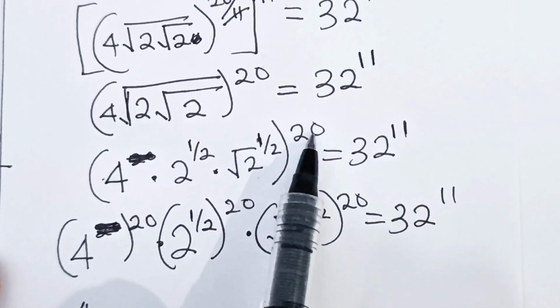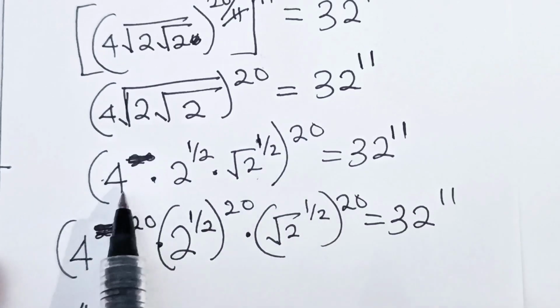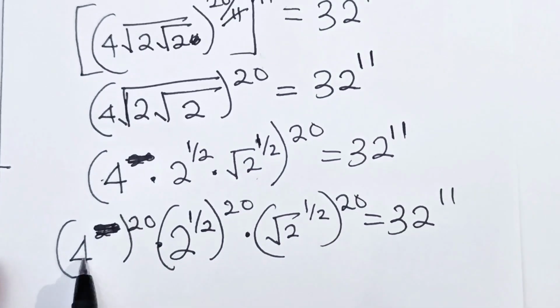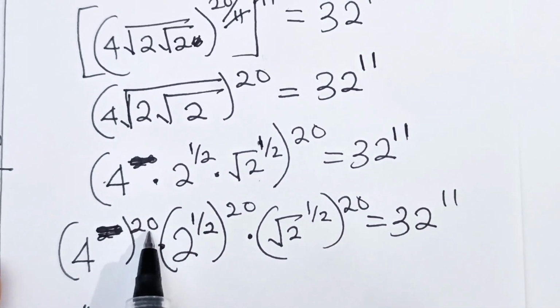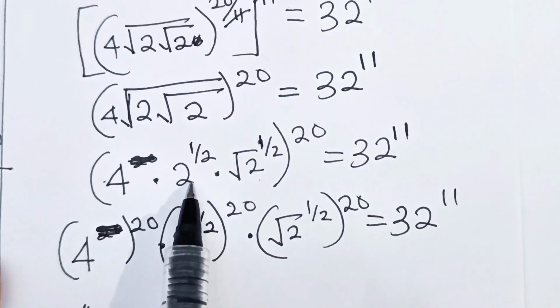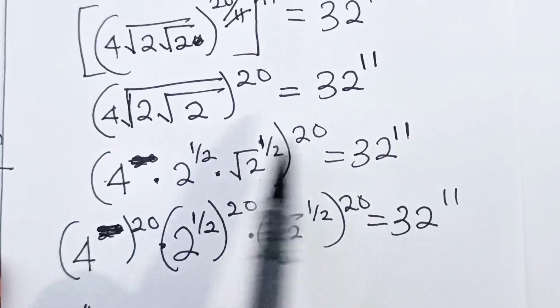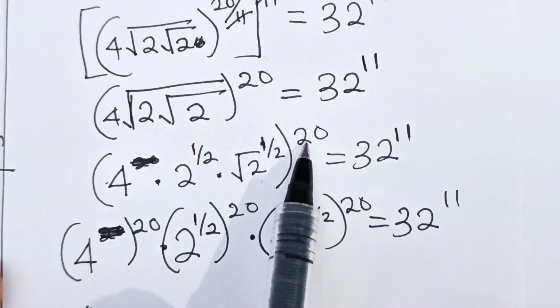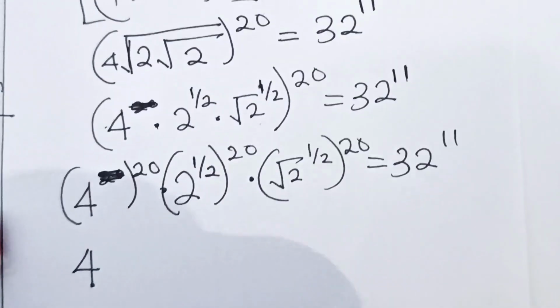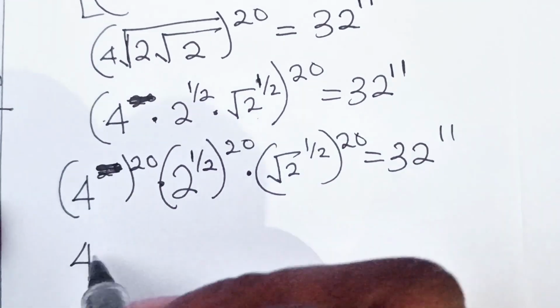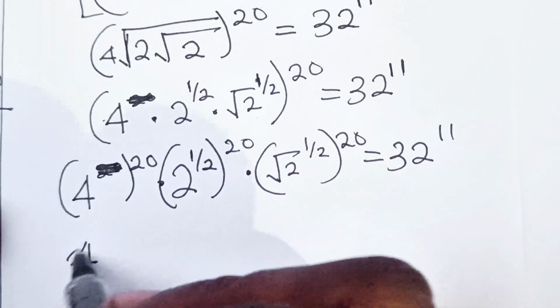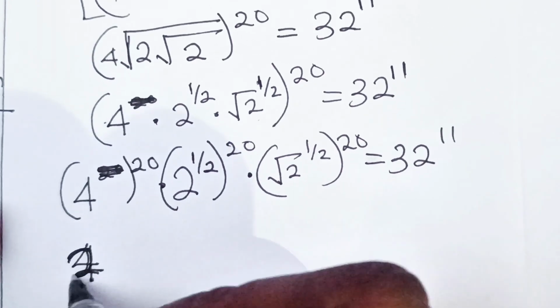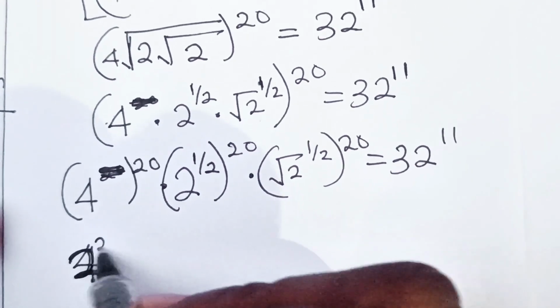So when we now open this bracket, we bring this to be the power of 4, which will give us 4 to the power of 20. Okay, and then this will give us 2 to the power of half to the power of 20, and this will give us root 2 to the power of half to the power of 20. Okay, now let's solve further. So this will now give us, this is same thing as 2 to the power of 2, so that we will not keep repeating ourselves.